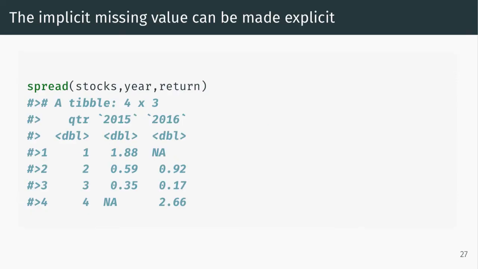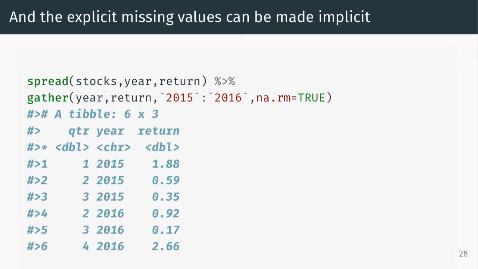We can make the missing value explicit. The implicit missing value can be made explicit by using spread. So we have stocks, year, return, and the result is that the return for the first quarter of 2016 is now NA, whereas before it just didn't have a row in the table. And we can also make the explicit missing values implicit by saying na.rm equals true. That will remove all rows with NAs. So we can gather these, and now we only have 6 total rows, only rows for which we have values.